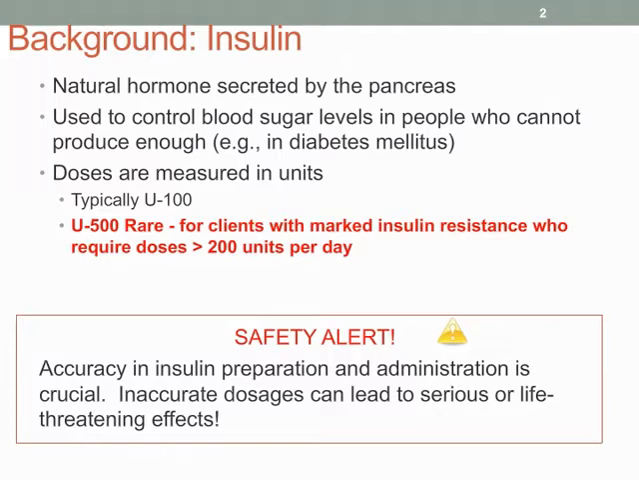Rarely U500 is used, but that's with people who have marked insulin resistance, who require high dosages of insulin, something greater than 200 units per day. There is a safety alert. Accuracy in insulin preparation and administration is crucial. Inaccurate dosages can lead to serious or life-threatening events.